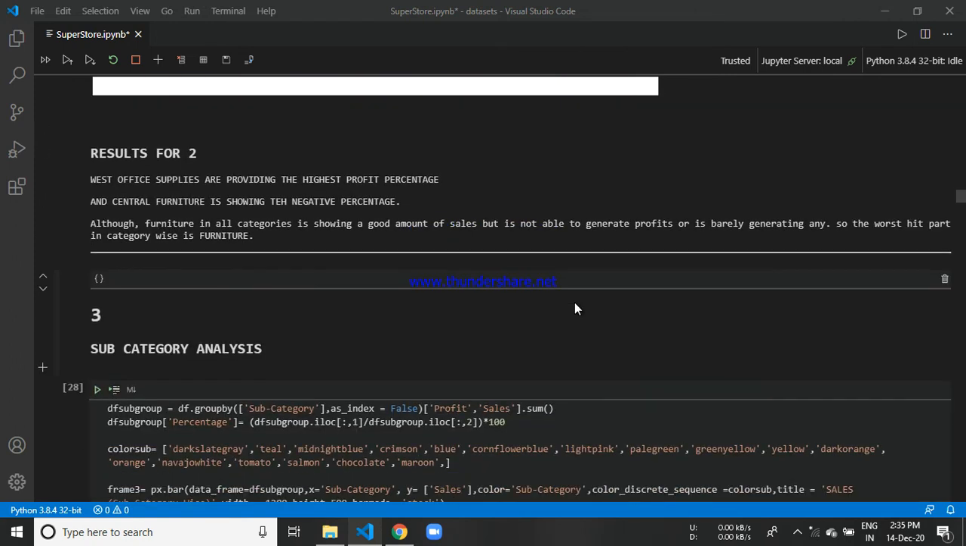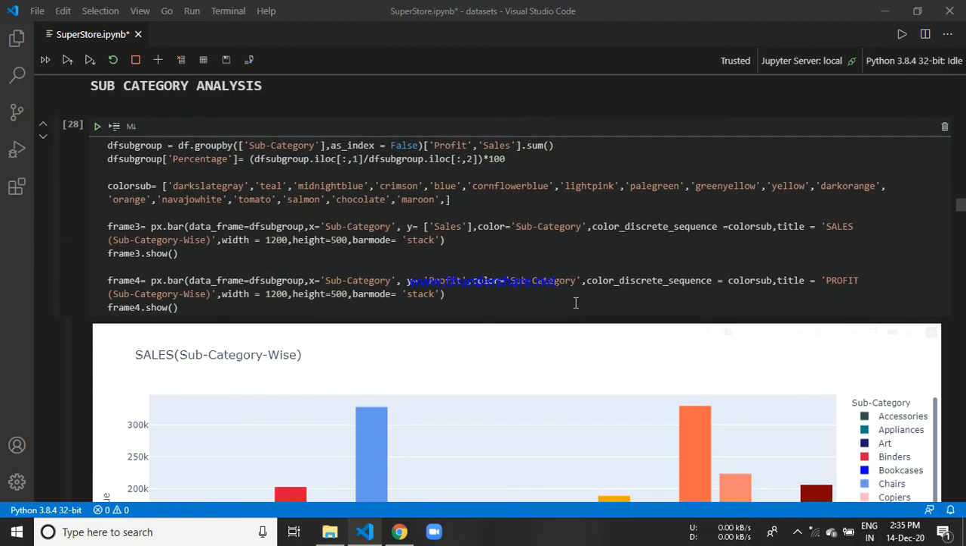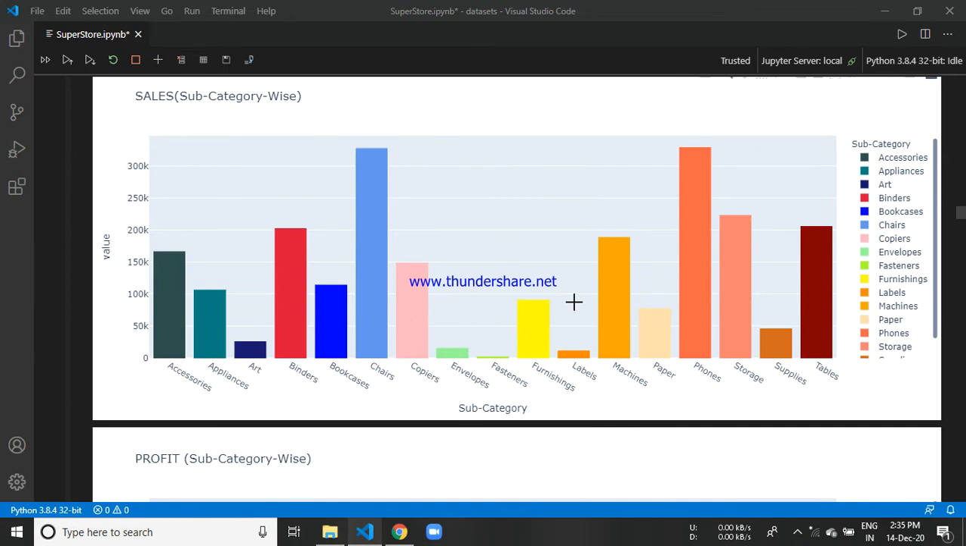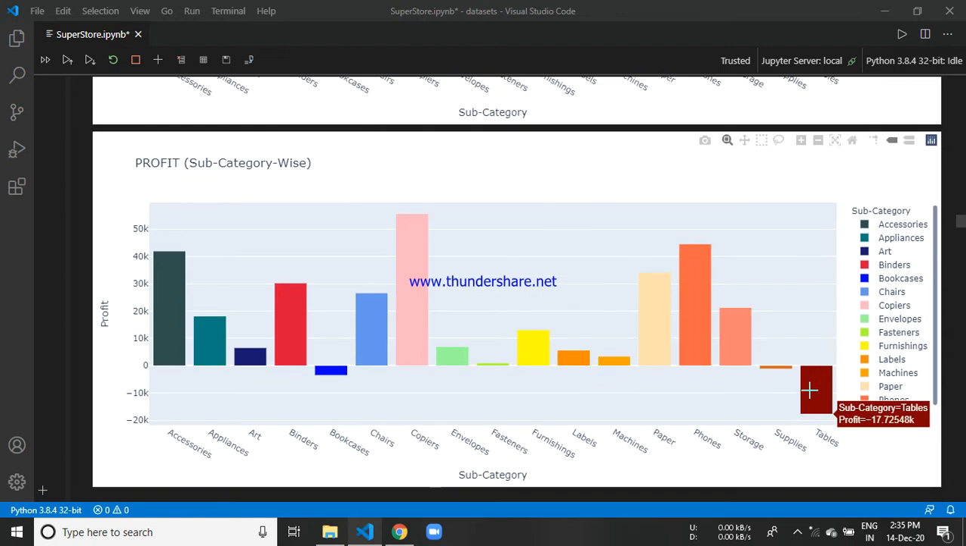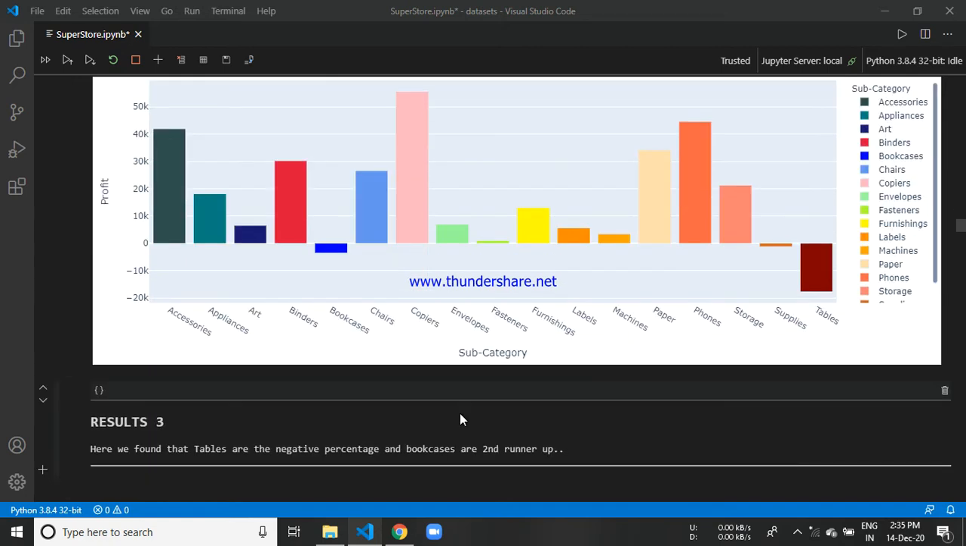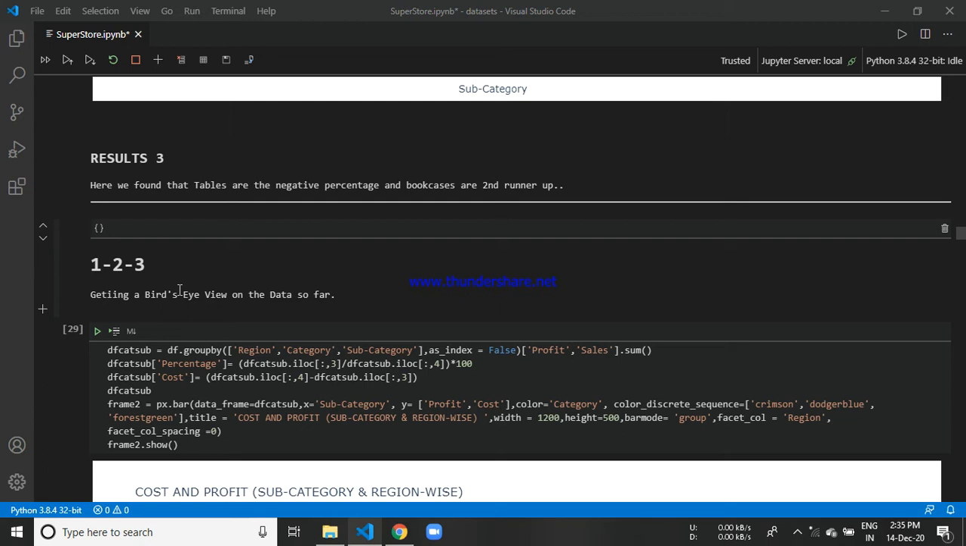So this is the result from the second and we are going to the subcategory analysis. This is the code and we can see the sales here are the highest in phones and the lowest in fasteners. Okay, this is the sales and we are dealing with the profits here. The tables are having a negative profit, and so do the bookcases and supplies. All the others are having a positive profit. The tables are the most negative, and the bookcases is the second runner up.